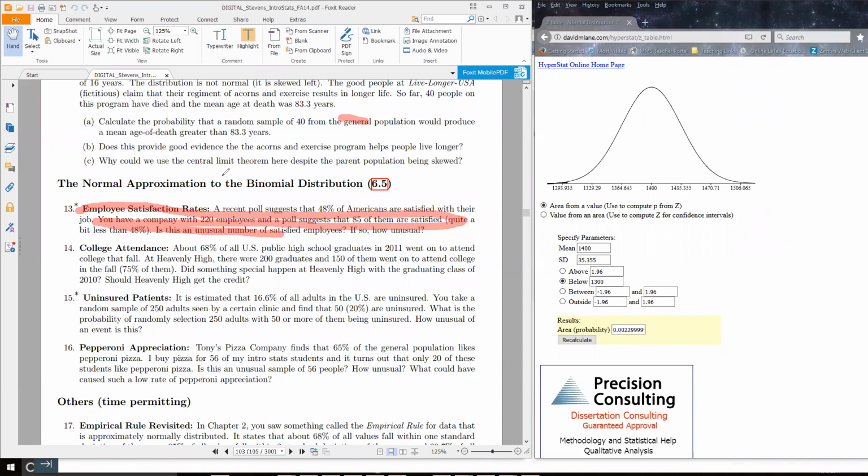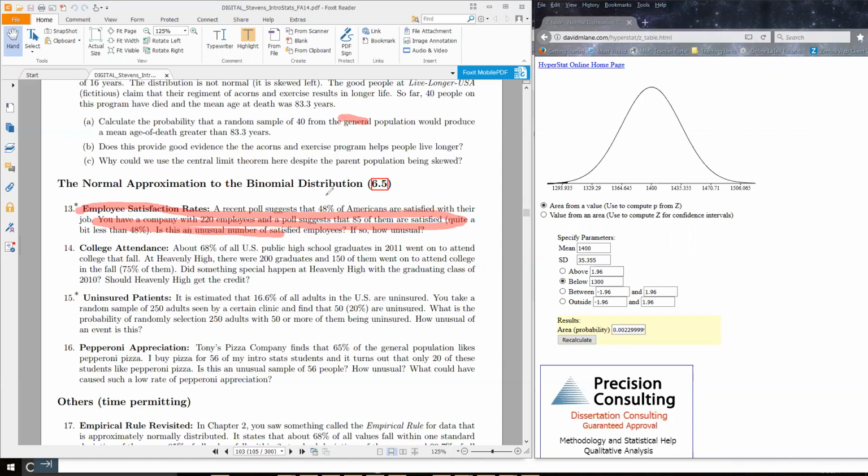Well, to do this as a central limit theorem question, we're going to use that whole approximation, the normal approximation of the binomial distribution. So is this a binomial distribution? That might be often asked.